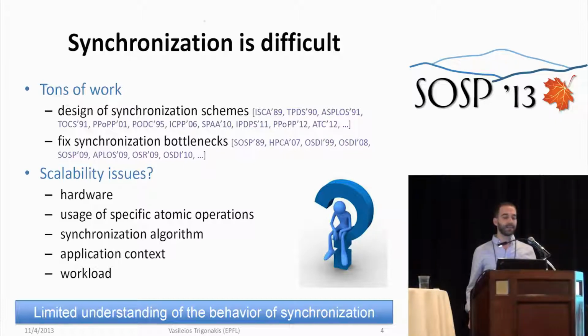In any case, regardless of the huge amount of work, if we nowadays face some scalability problems due to synchronization in an application, it's not immediately clear where these problems come from. Is it the underlying hardware? Is it the use of a specific atomic operation? Is it the synchronization primitives that are being used? Or is it the application or the workload that executes on top? What this indicates is that there is a somewhat limited understanding of the behavior of synchronization on real hardware.